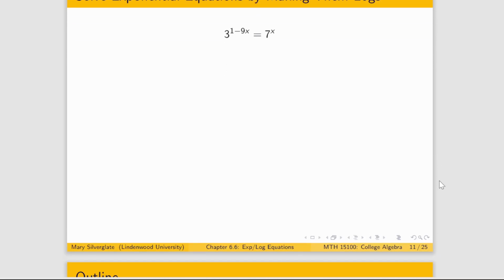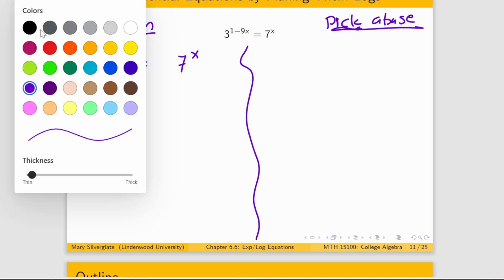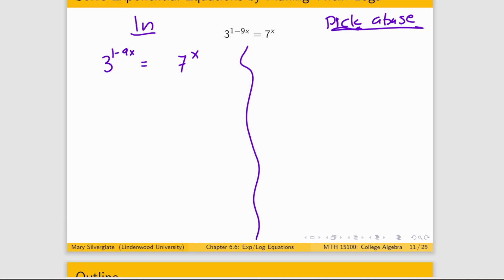Let's look at a similar example. And here we're going to show both ways. We're going to do one way where we just use natural logs, another one when we pick a base. We should get the same answer both times, just written a little bit differently. So if we're going to just use natural logs, we have 3 to the 1 minus 9x equals 7 to the x. We already checked with ourselves, can we rewrite in the same base? We cannot. There's no way I can rewrite 7 in terms of 3, for example.